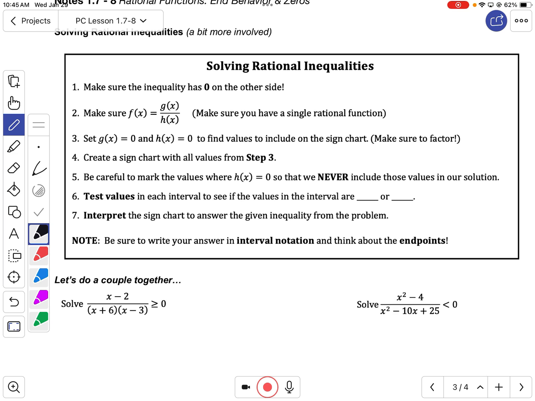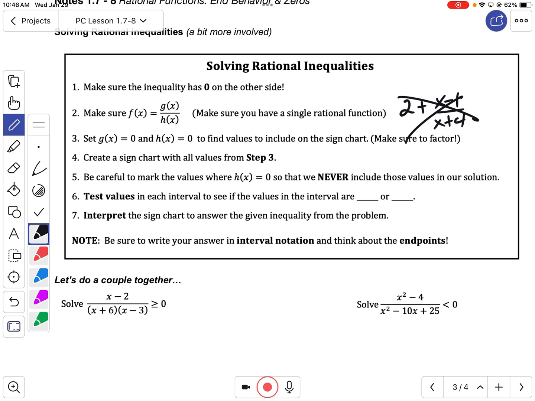One of the things we have to do is to make sure that the inequality has 0 on the other side. So we want all of our numbers and expressions on one side, 0 on the other. We also want to make sure that we have a single rational function. We don't want something like 2 plus x minus 1 over x plus 4. That's a no-go. I want it all together as one function. So we don't want that.